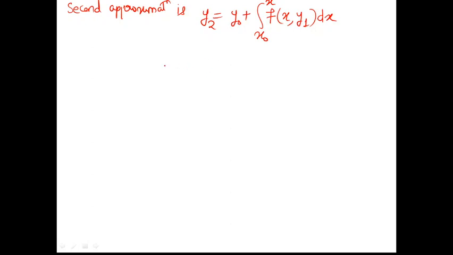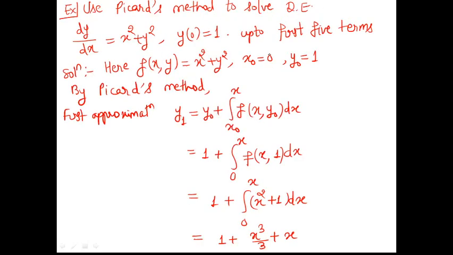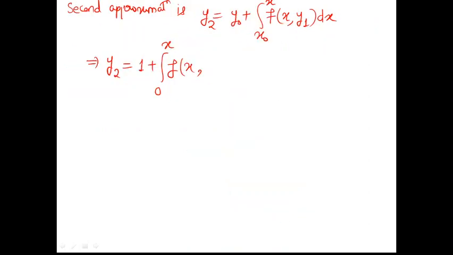Only the term changing is the function y in the integrand. So let's substitute the values. This implies y2 is equal to y naught, which is 1, plus integral from 0 to x again, f of x and y1. What is y1? y1 we have just obtained as 1 plus x cube by 3. So we will substitute that. In place of y1 we have 1 plus x cube by 3.